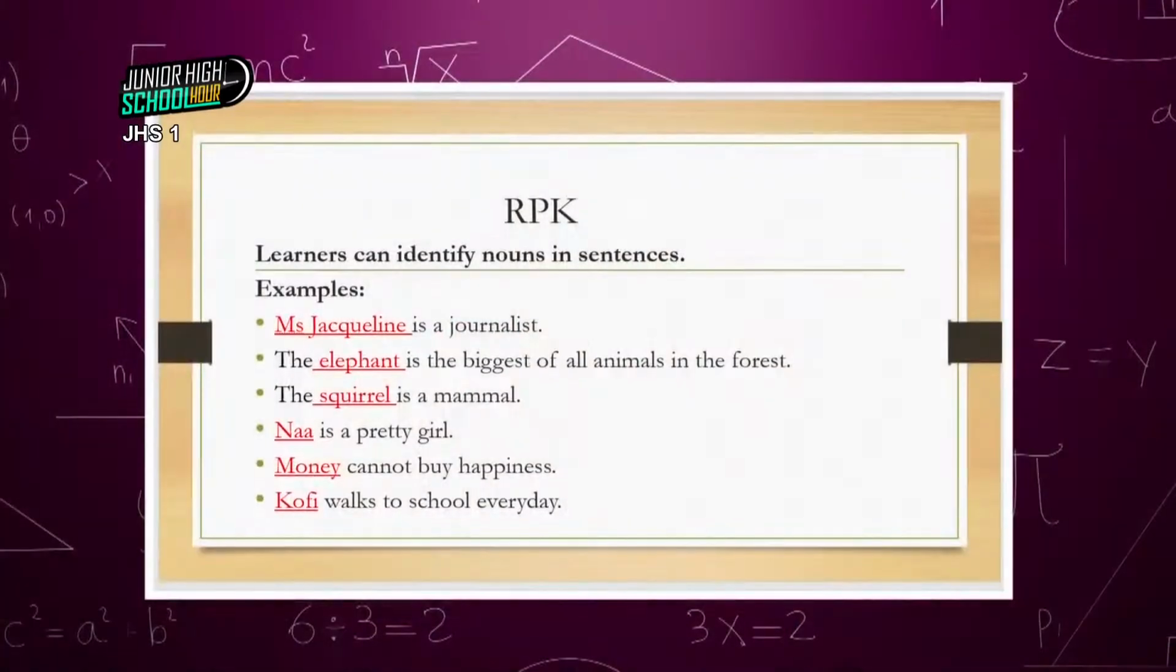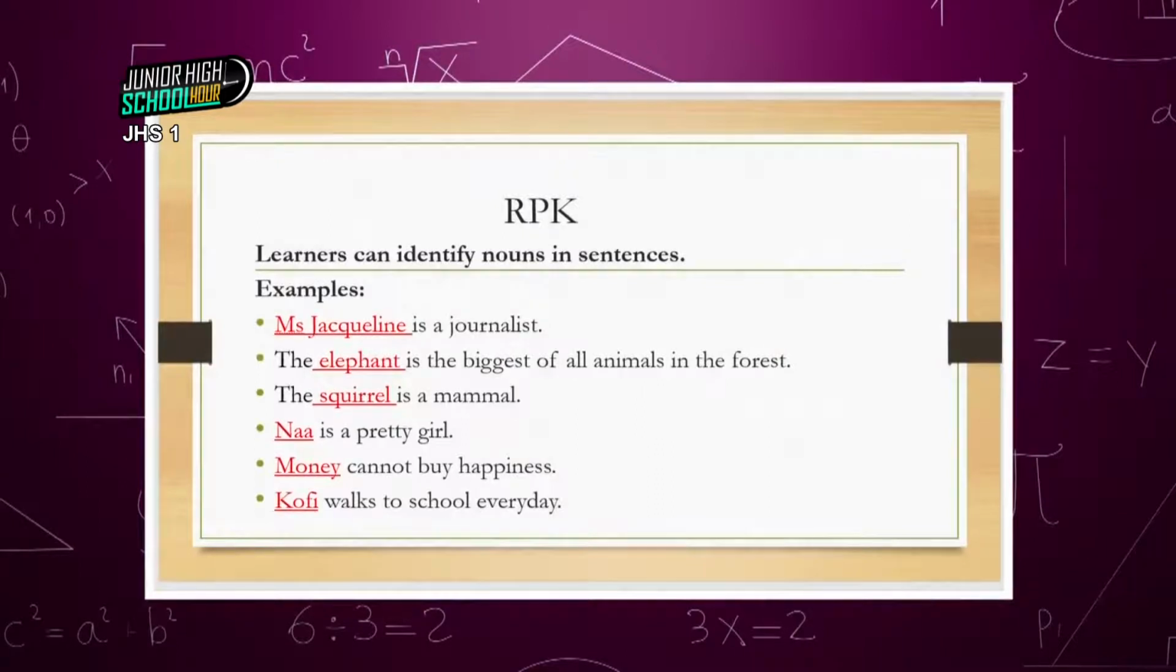Miss Jacqueline is a journalist. We have Miss Jacqueline underlined. The elephant is the biggest of all animals in the forest. We have elephant underlined. The squirrel is a mammal. We have squirrel underlined. Na is a pretty girl. I have one Na, and I guess we have a lot of Nas out there. We have Na underlined. Money cannot buy happiness. We have money underlined. And then Kofi walks to school every day. We have Kofi underlined.